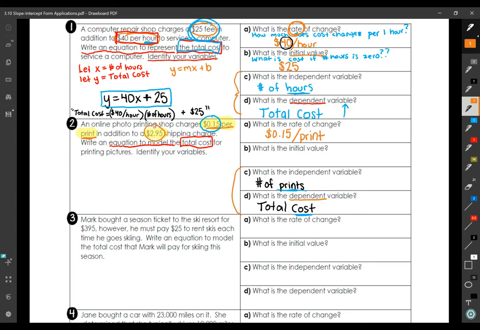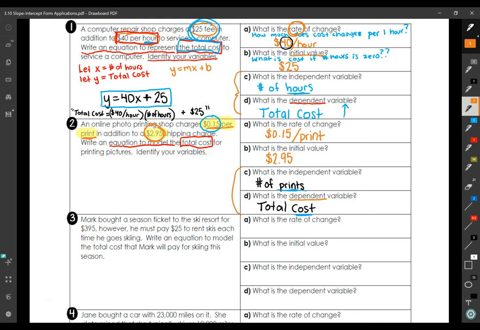What is the initial value? Let's pretend for some reason I ordered 0 prints. I don't know why, but I ordered 0 prints. What would I still have to pay? Well, I still have to pay the shipping charge, right? To ship what? I don't know, but you know what I mean. The shipping charge is still there. So my initial value, regardless of the number of prints, is going to be $2.95.